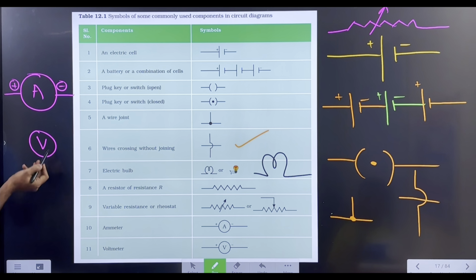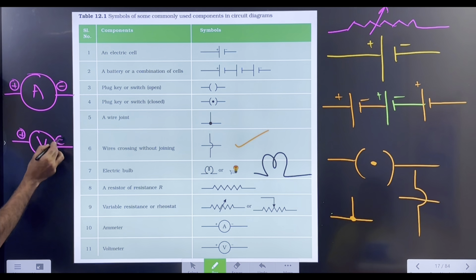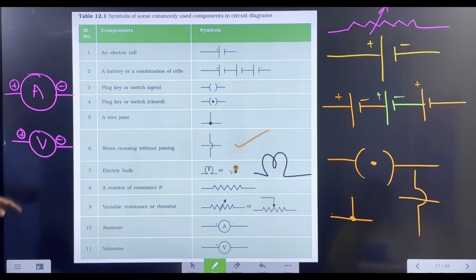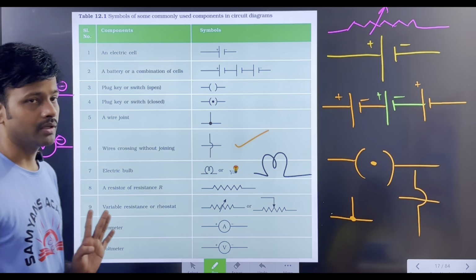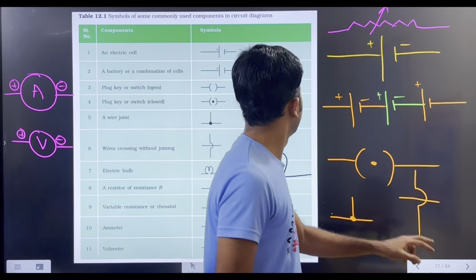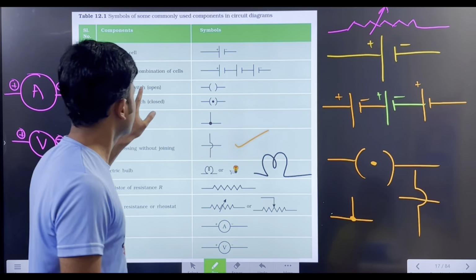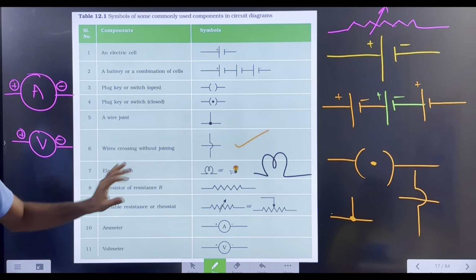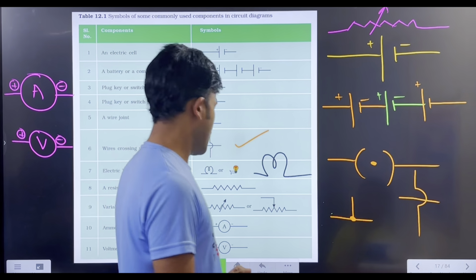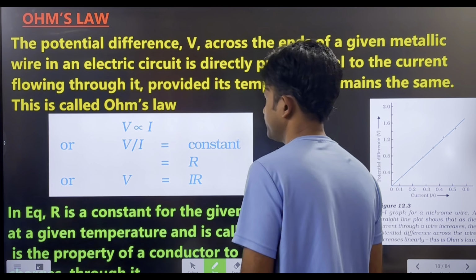So you draw one circle, write the letter V, and this is the positive terminal and this is the negative terminal of the voltmeter. This is the representation of the ammeter and voltmeter. In this way you have to represent the electric components. So these are the commonly used components in circuit diagrams. Okay, and let's move on to the next one.